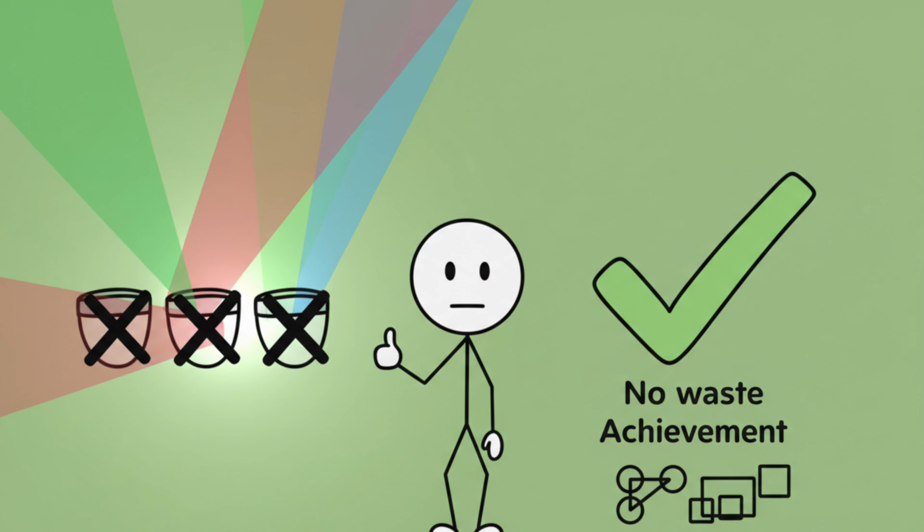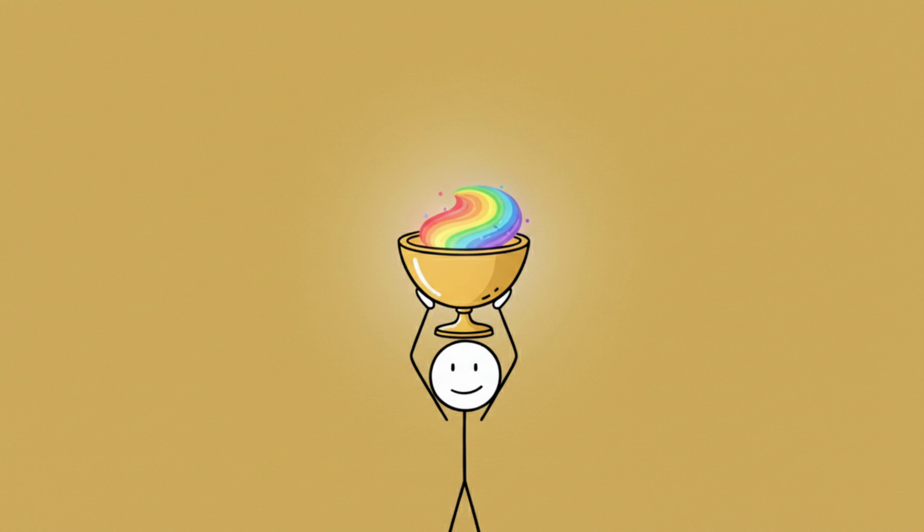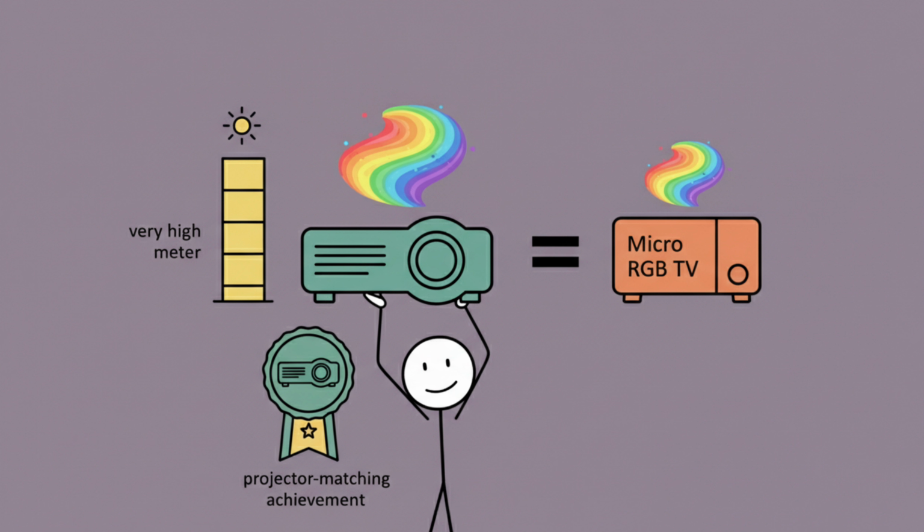The result is 100% coverage of the Rec 2020 color space, certified by VDE. That's the holy grail of color accuracy. Before Micro RGB, only RGB laser projectors could hit that.